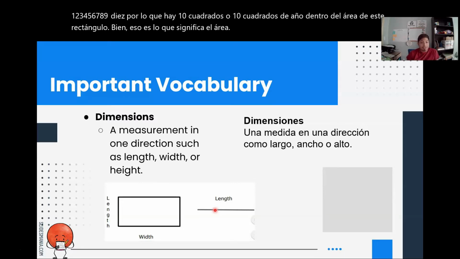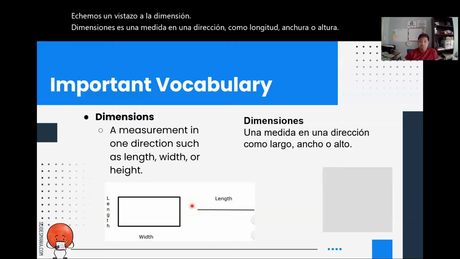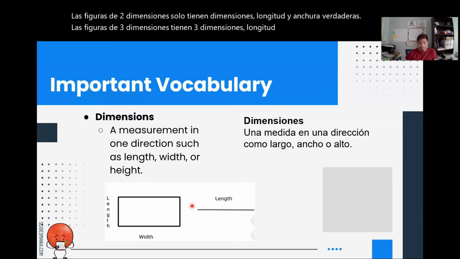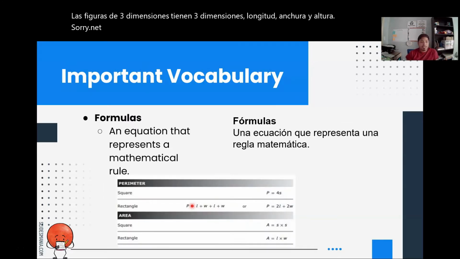Let's look at dimensions. Dimensions is a measurement in one direction, such as length, width, or height, okay? Now remember, 2-dimensional figures have only 2 dimensions, length and width. 3-dimensional figures have 3 dimensions, length, width, and height, okay? Let's look at the next one.